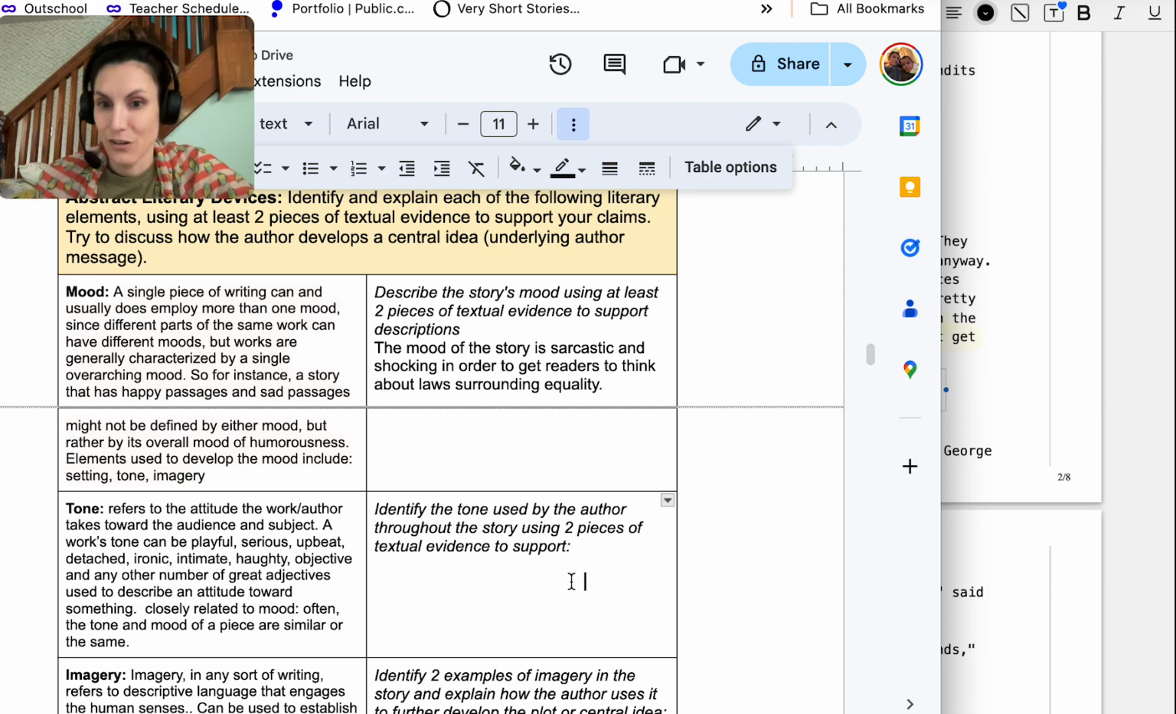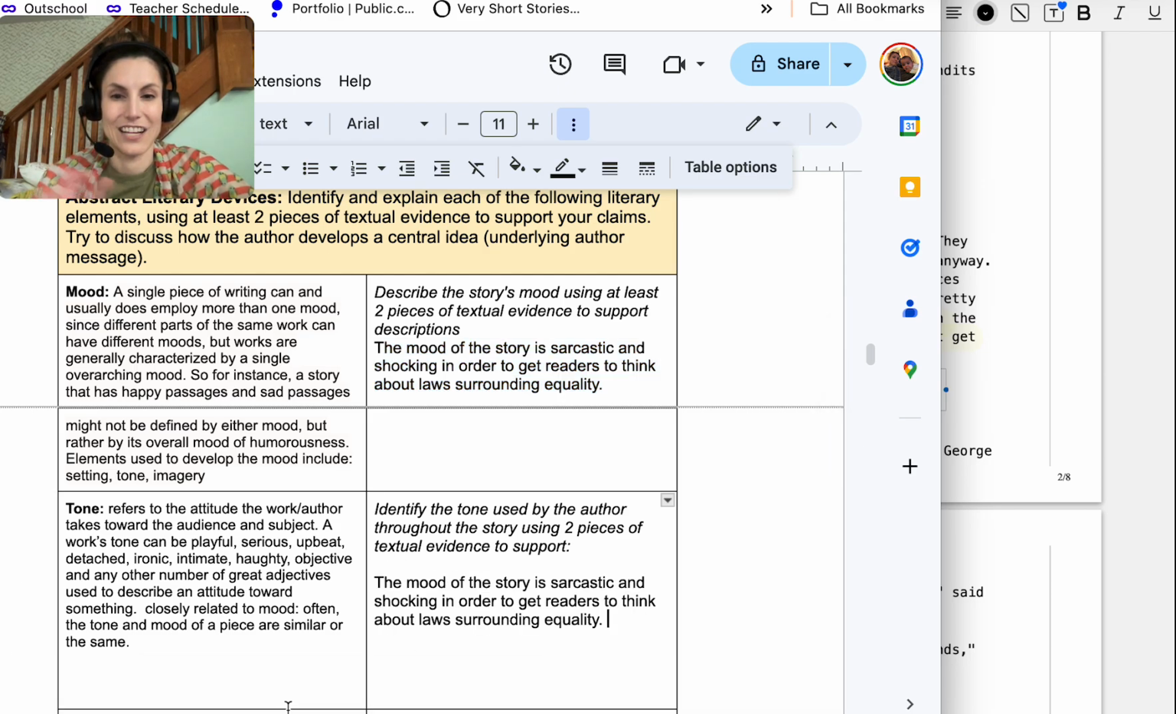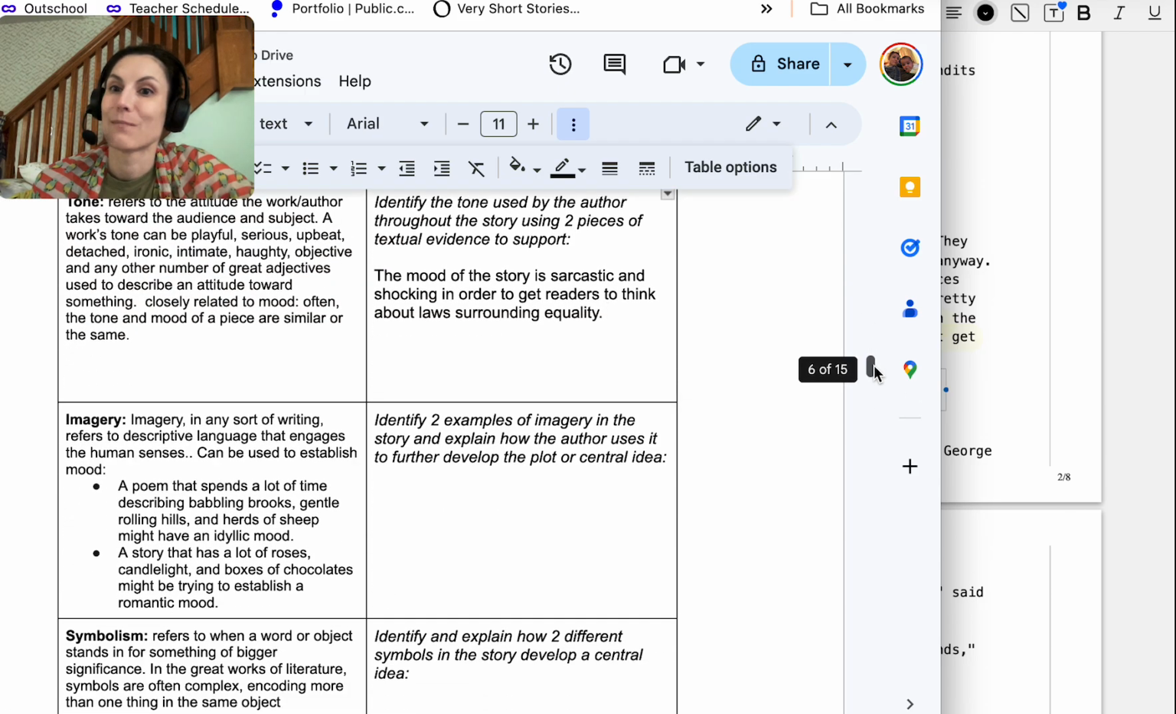And you could say the tone is the same. In this case, the tone of the story and the mood of the story really are similar. The mood really, though, is how the reader feels. So for me, you might have been shocked and surprised that this was happening in the story, but obviously mood is up to the reader.